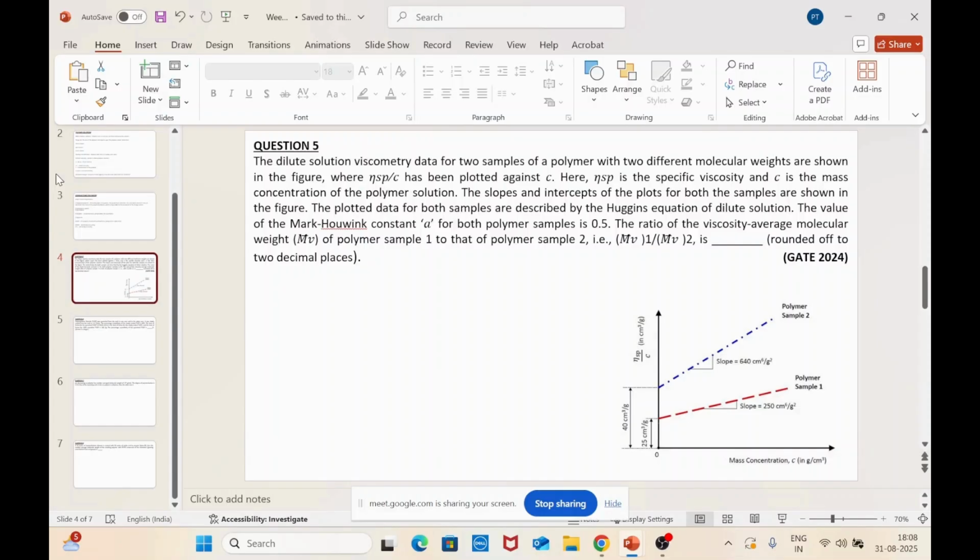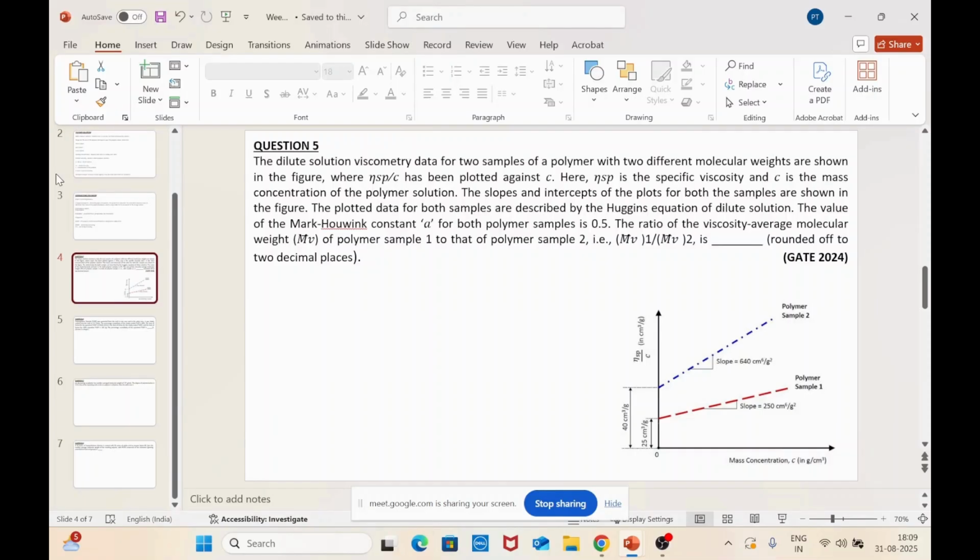The very first question for today's live interaction session is about the Mark-Houwink equation. We have also solved, I guess, two or three problems in the previous session, so even in this session we will continue solving them. The dilute solution viscometry data: we have two polymer samples here. Their dilute solution viscometry data are shown in the figure, where eta_sp, that is your specific viscosity, divided by the concentration of the polymer solution, is plotted against the concentration. The slopes and intercepts of the plot for both the samples are shown in the figure.